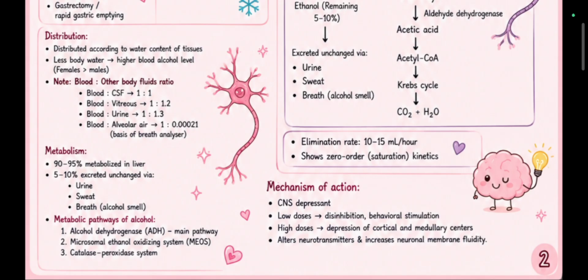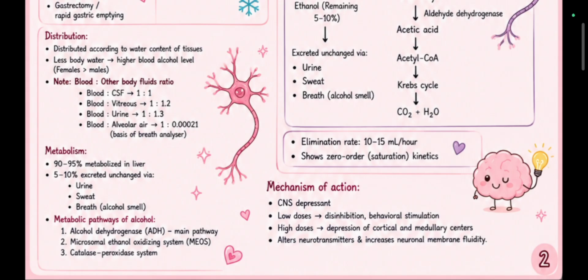The alcohol eliminated from the body every hour is 10 to 15 ml. This is a constant amount. The amount will not change, and it shows zero order saturation kinetics. Now, what is zero order saturation kinetics?